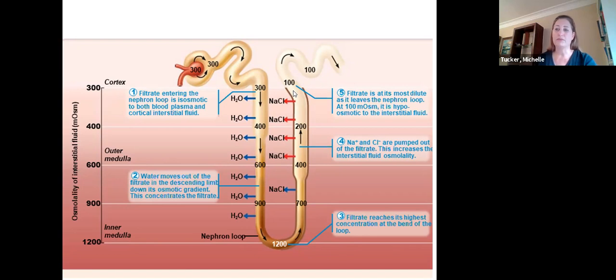But the volume has also been greatly reduced. So we've reduced volume over here. We've reduced solute concentration on the ascending limb, so that when it hits the DCT, it is a much smaller volume and it is hypoosmotic. So it's at 100 milliosmoles. So right now there's not a whole lot of urine, but it is still very dilute.